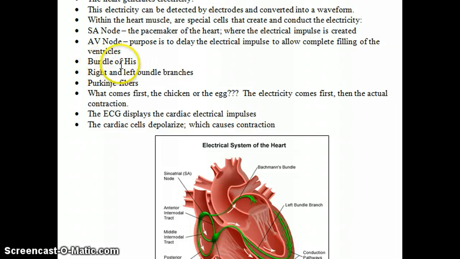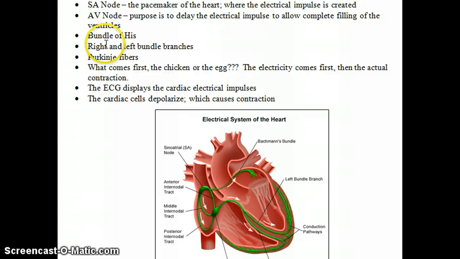From the bundle of His, or the AV bundle, the electrical impulse is sent to the right and left bundle branches. And then that impulse is sent to the Purkinje fibers. Okay, so that is the electricity of the heart, and that's how it travels through the heart.